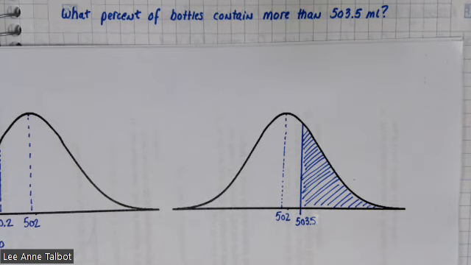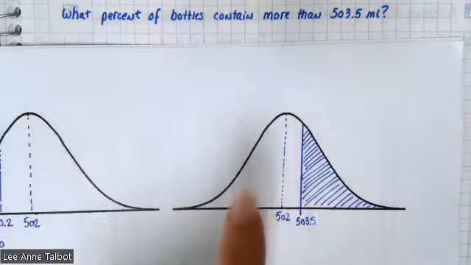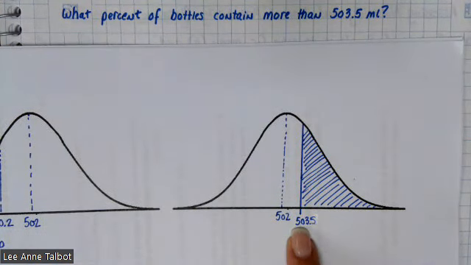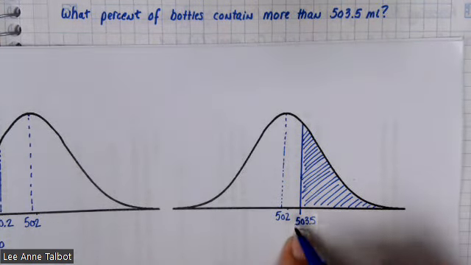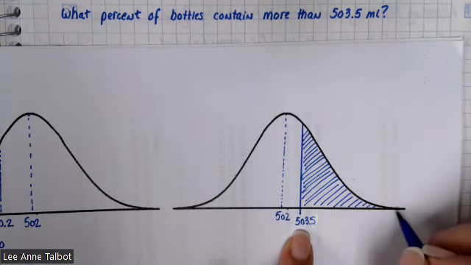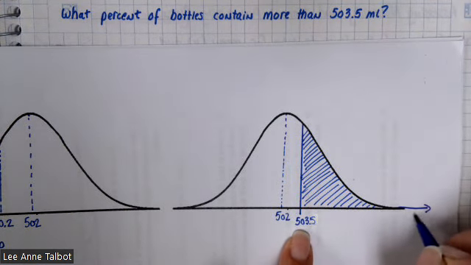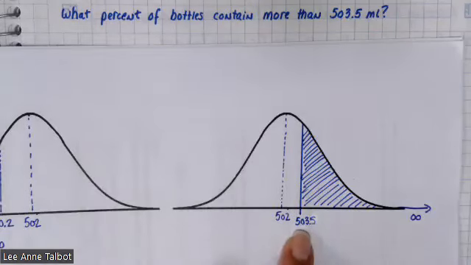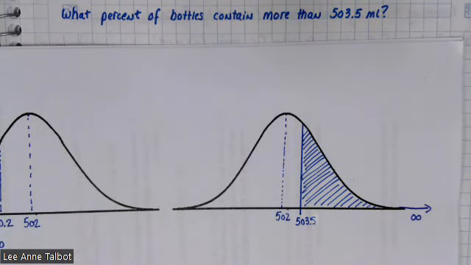Does my picture make sense? When you read what percent of bottles contain more than, you make a boundary at that spot and then shade up, being more than. Are we good with that? Okay, so this is the moment of truth right here. This now becomes the low. This goes on forever, and my high is positive infinity.